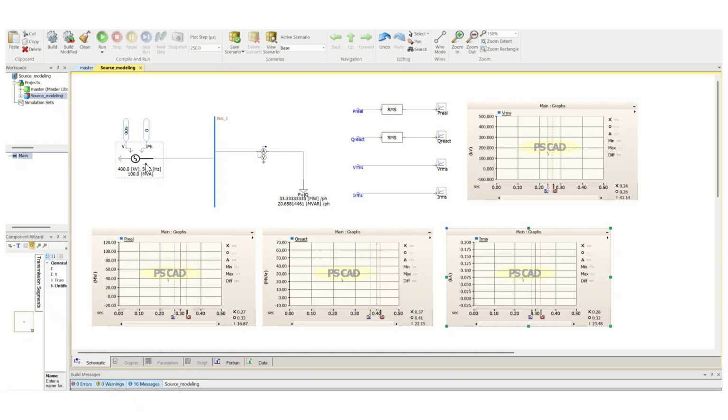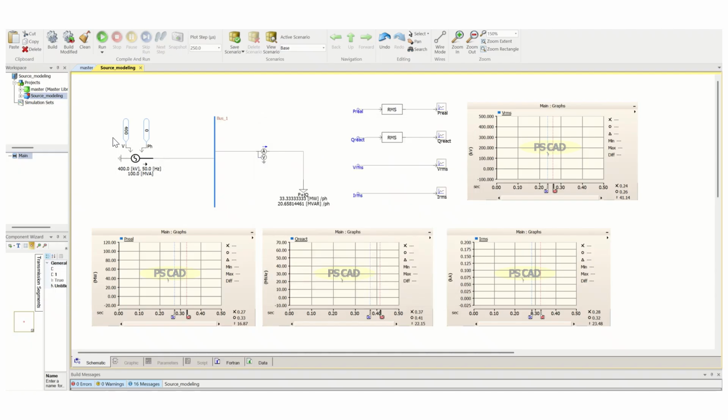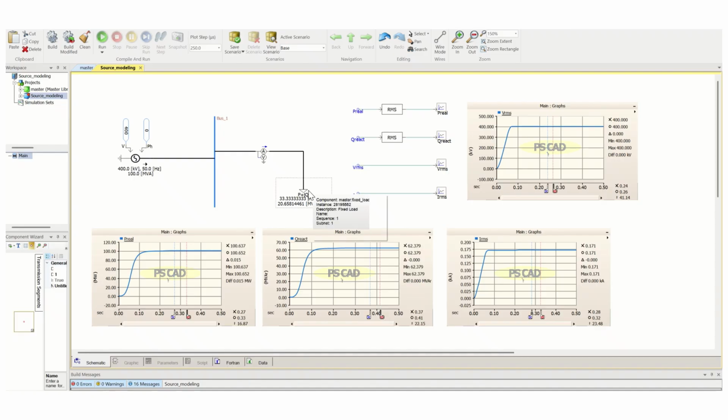So let's consider the source, which is a 400 kV, 50 Hz system. This is considered as an infinite bus, meaning the source is infinite. That's why positive sequence impedance is not required, and zero sequence impedance is also not required. So in this case, let's simply run the simulation and we will see. Yes, we have got the results.